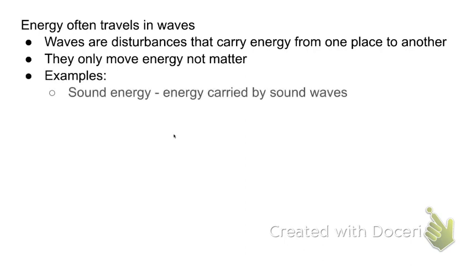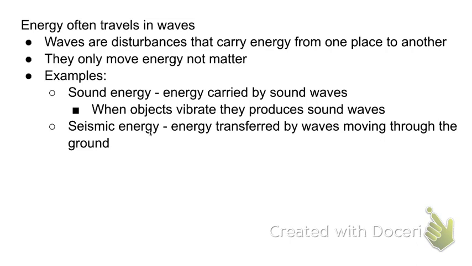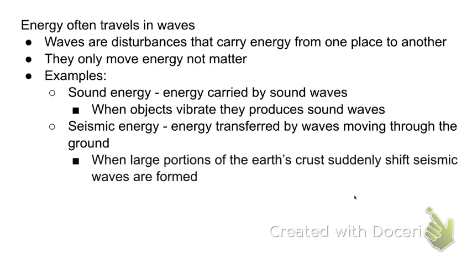Some examples. Sound energy is energy carried by sound waves. When objects vibrate, they produce sound waves, and then those sound waves vibrate other objects, and they pass on and on. Seismic energy is energy transferred by waves that are moving through the ground. This is the type of energy that is produced when we have earthquakes. When large portions of the Earth's crust suddenly shift, then seismic waves are formed.